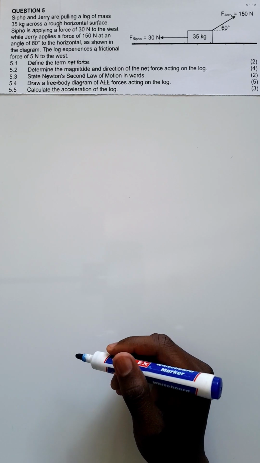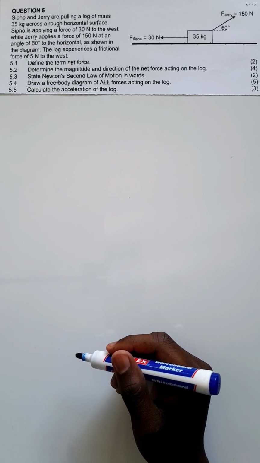Sipho and Jerry are pulling a log of mass 35 kg across a rough horizontal surface. Sipho is applying a force of 30 newtons to the west, while Jerry applies a force of 150 newtons at an angle of 60 degrees to the horizontal, as shown in the diagram. The log experiences a frictional force of 5 newtons to the west.